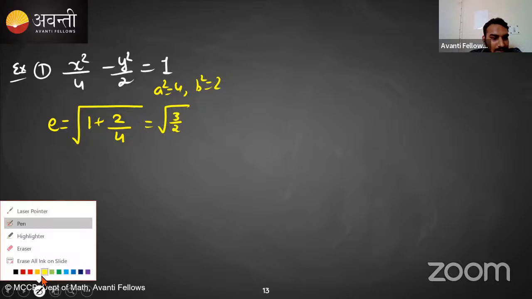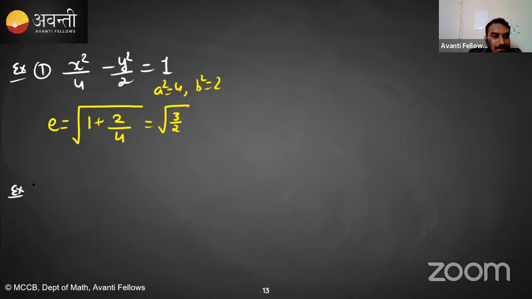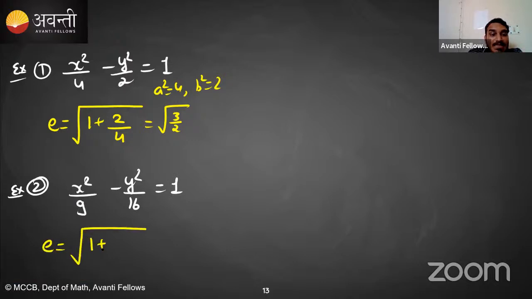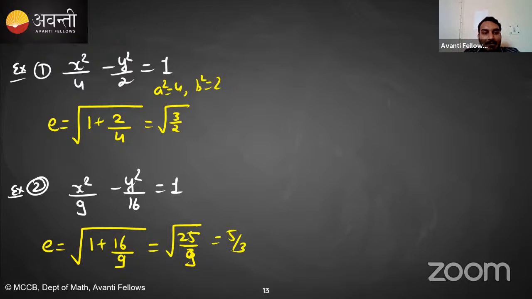Okay. Similarly student, let's say example 2. x square upon 9 minus y square upon 16 is equal to 1. Now again, if I ask you what is the eccentricity, eccentricity क्या बोलोगे? Under root of 1 plus b square upon a square. So 16 upon 9, so means under root of 25 by 9, which is 5 by 3. Is this clear? So in case of hyperbola, there is no need of adjusting a and b. It is always under root of 1 plus b square upon a square. Okay. Is this clear, everyone? Do you have any doubt?